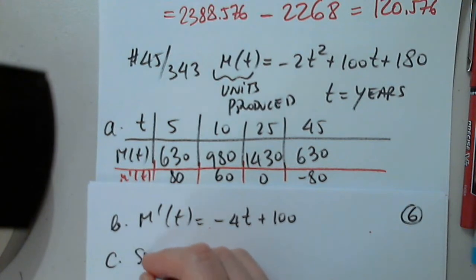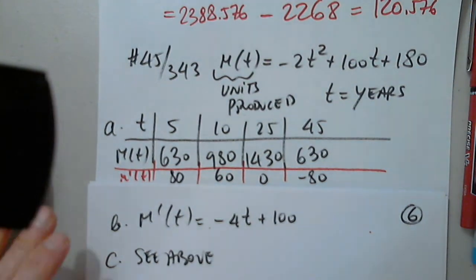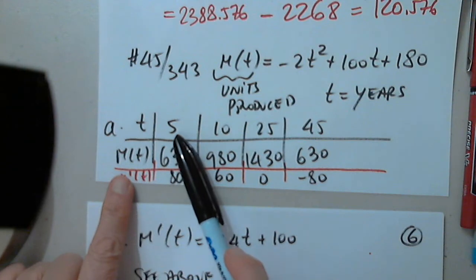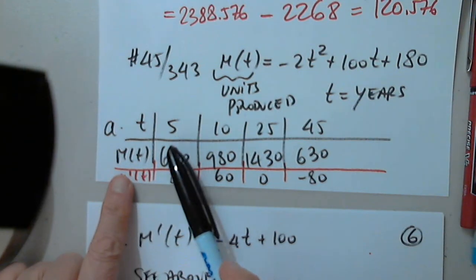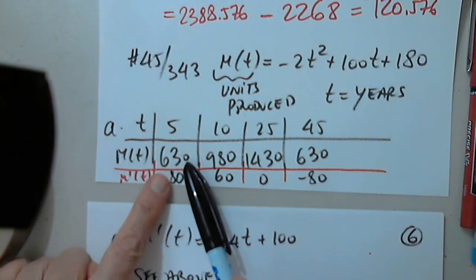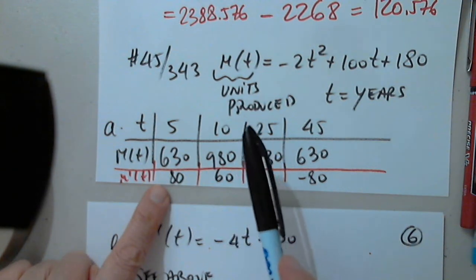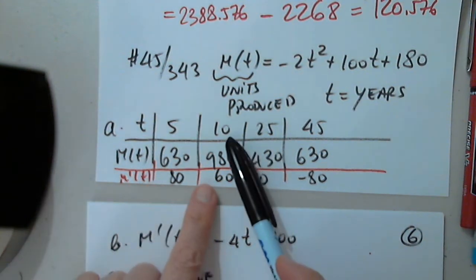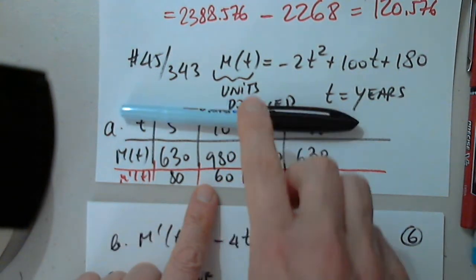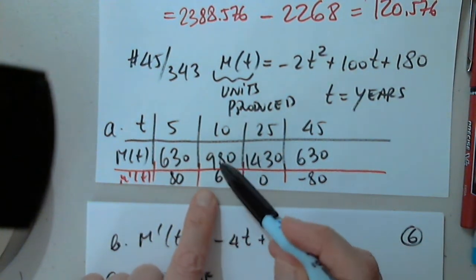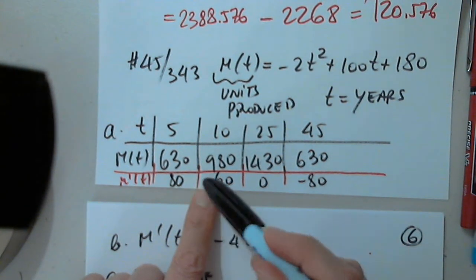So I'm going to write here C above. Let's interpret the results. After 5 years, the productivity is 630, and the rate of change is 80, positive. After 10 years, the productivity is higher, but it does not increase. The rate of increase is not as fast as it used to be.